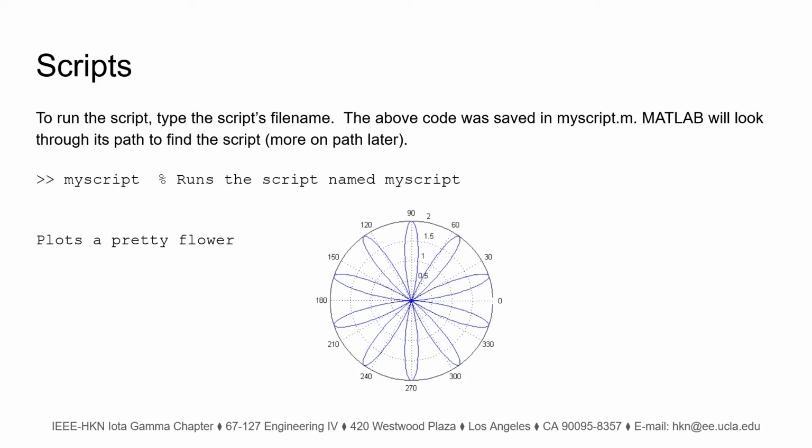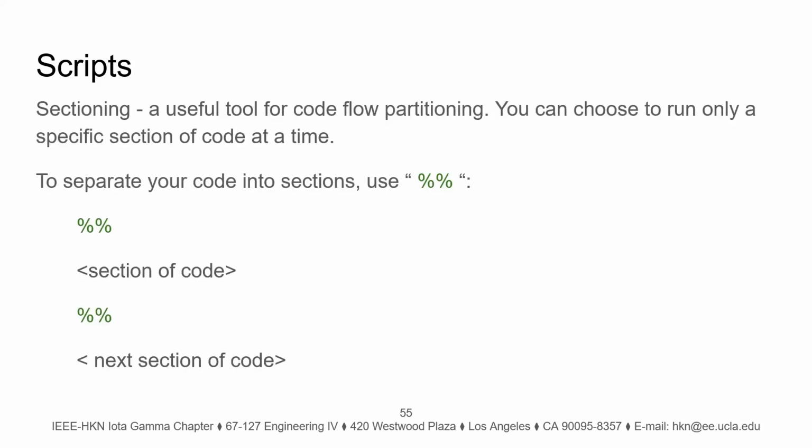Type in my script here, as you see, it runs the script and then it plots the file. Sectioning is a useful tool for code flow partitioning. You can choose to run only a specific section of code at a time. Separate your code into sections.